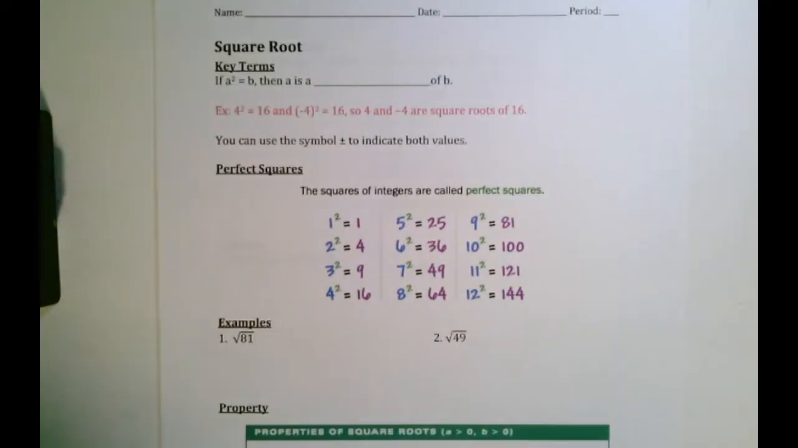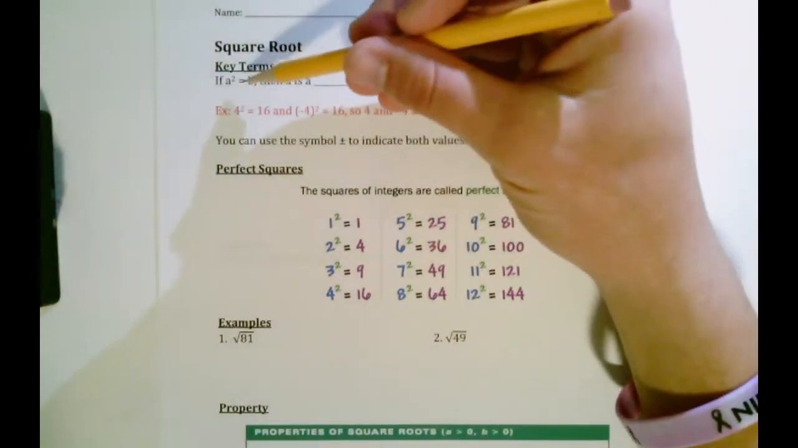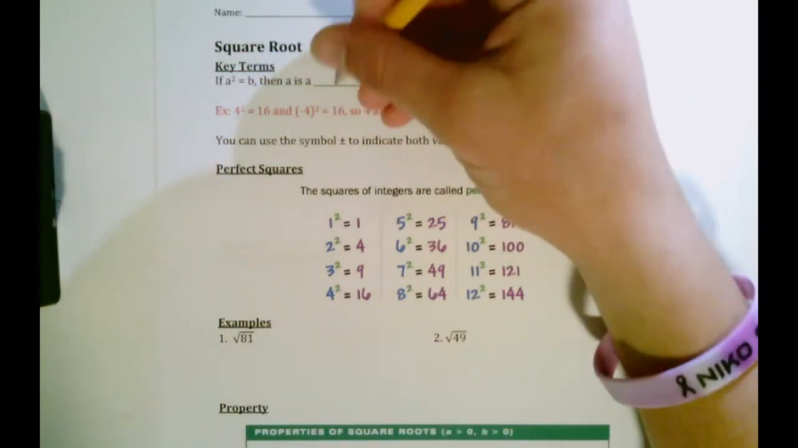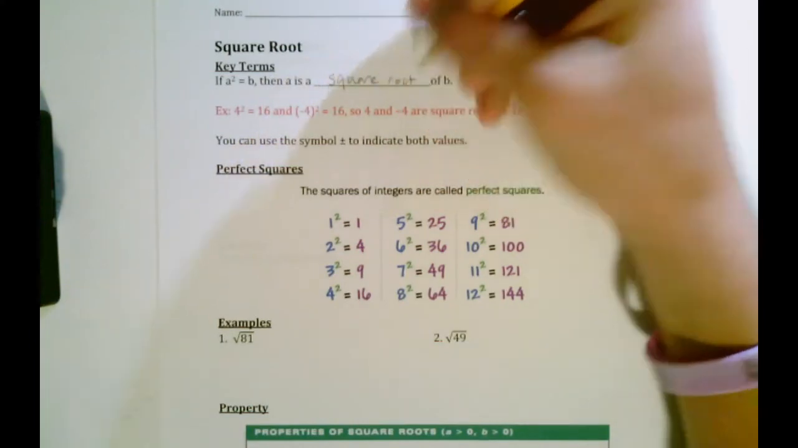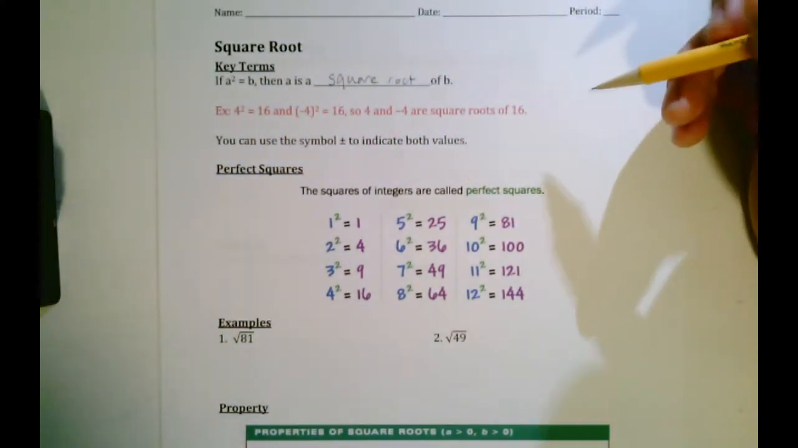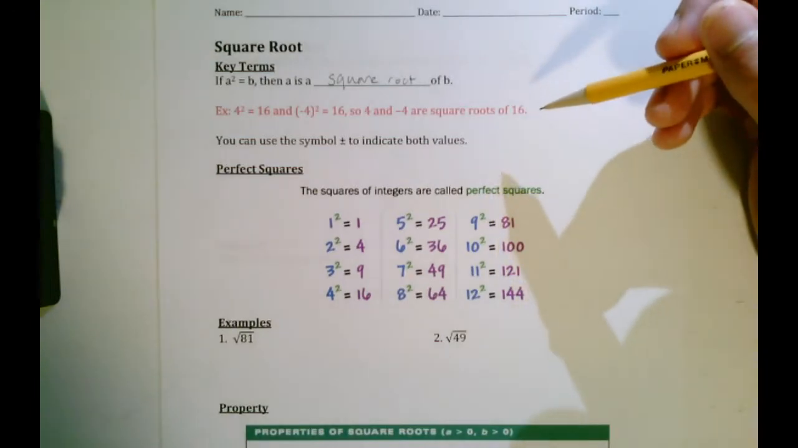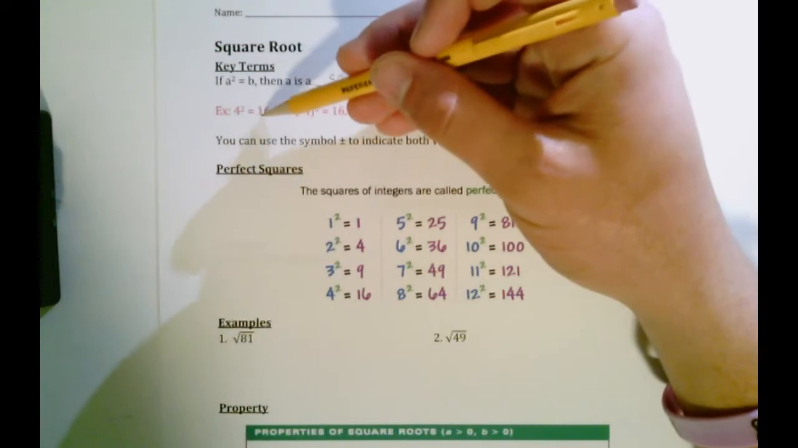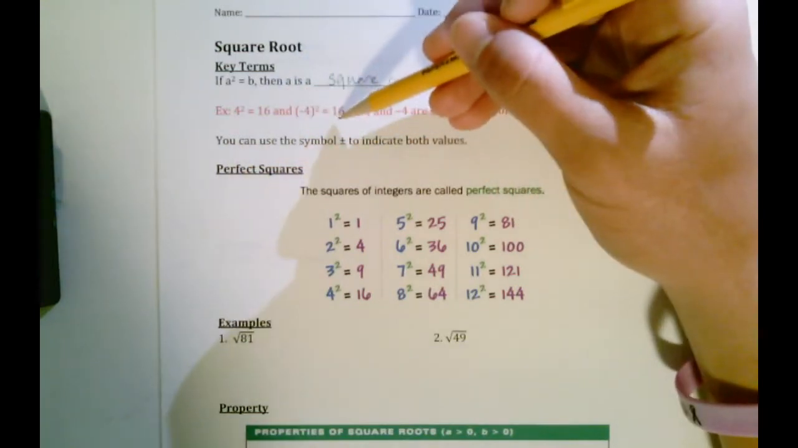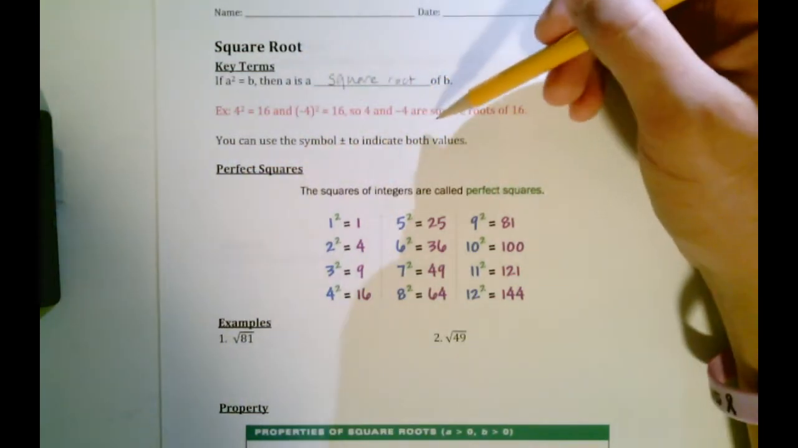So the next topic on our agenda is square roots. The key term is if a squared is equal to b, then a is the square root of b. Remember we talked about this idea of a principal root. 4 squared gives me 16 and negative 4 squared gives me 16. So there's a 4 and negative 4.